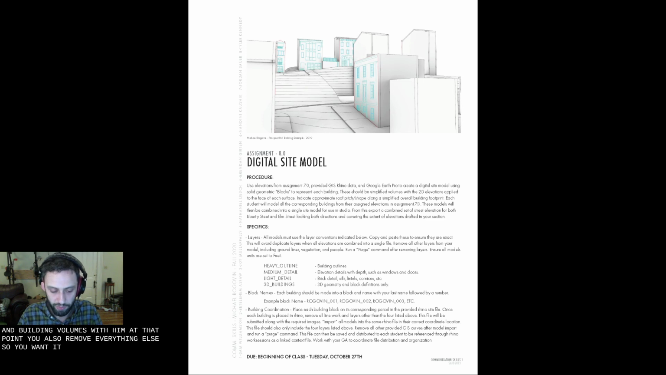So you want to use the Rhino GIS information to correctly locate each of your buildings so that they are placed in the same location in each file according to the parcel that they should be placed on. But then once they are in place, we'll remove all of that extra information. So the only thing that's left in your file are going to be the 4 layers that are listed above, which are going to be your heavy outline, your medium detail, your light detail, and 3D buildings. Everything else we don't need for now, because we're going to reference this new file that just has the buildings floating in space, but correctly located, into our own individual Rhino files with all the original GIS information.